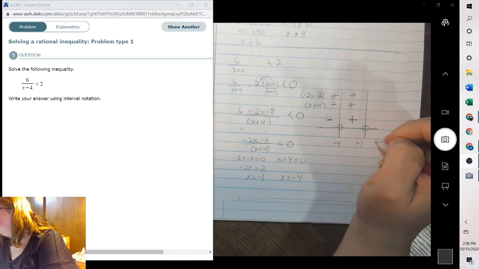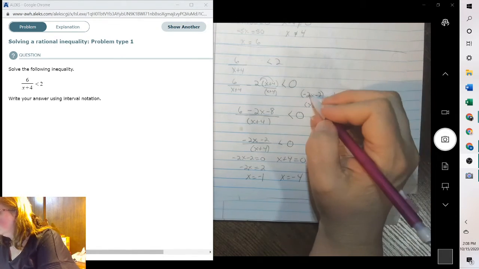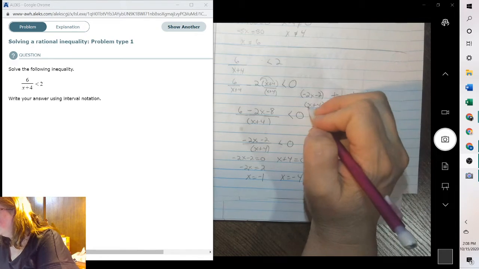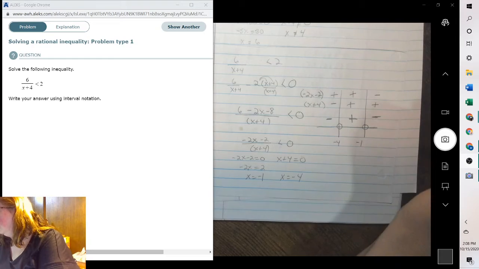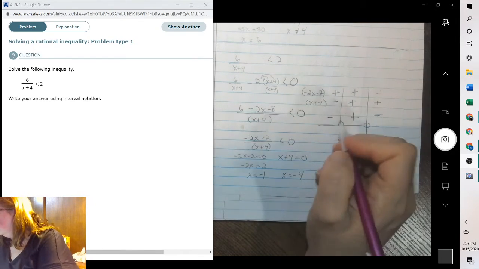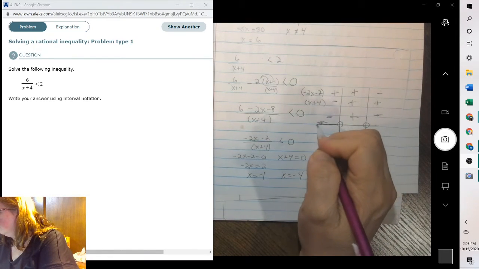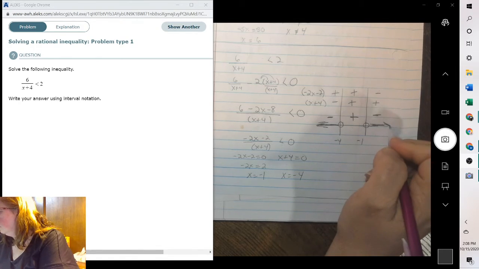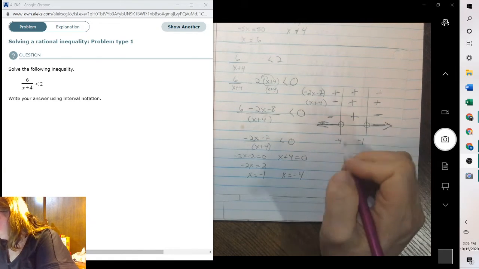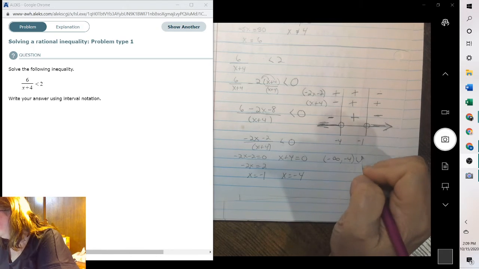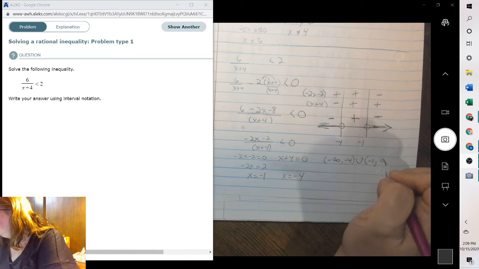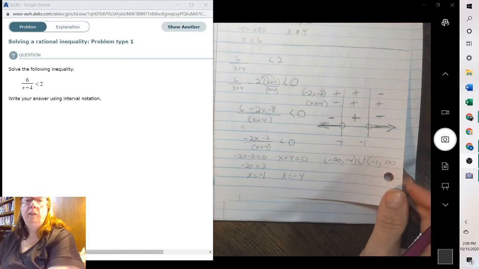And the last one, 0. 0 minus 2 is negative. 0 plus 4 is positive. A negative and a positive is a negative. We wanted less than 0, so we'd want this one and this one. And they want interval notation, so negative infinity to negative 4 and negative 1 to infinity. Let's try one more.